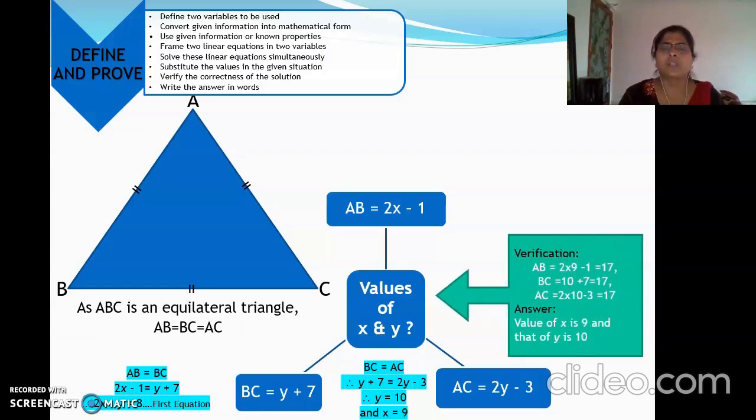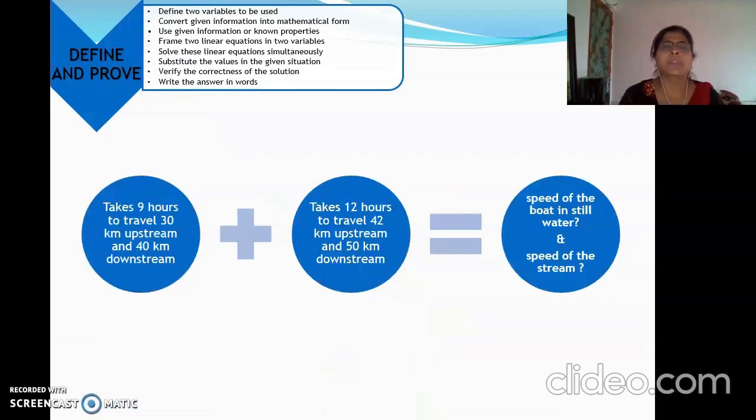Let's do verification. AB is equal to 2x minus 1, that is 2 nines are 18 minus 1, 17. BC is y plus 7, that is 10 plus 7 is equal to 17. And AC is 2y minus 3, that's 2 into 10, 20 minus 3, 17. Hence we got the length of all three sides is equal to 17, and it is verified to be an equilateral triangle. Therefore, the value of x is 9 and that of y is 10.